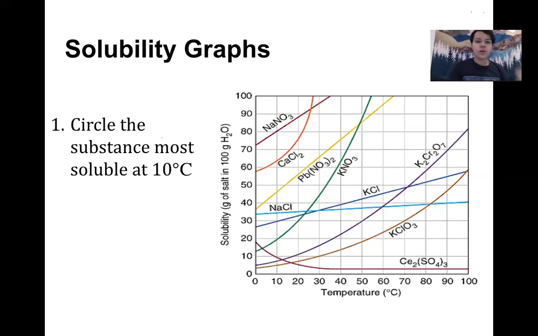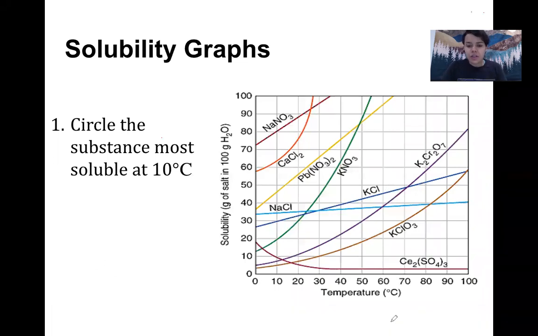All right, so solubility graphs. Circle the substance most soluble at 10. So how do we read this? It's a lot of stuff, right? So we're going to learn to decipher it together, all right? Circle the substance most soluble at 10 degrees Celsius.